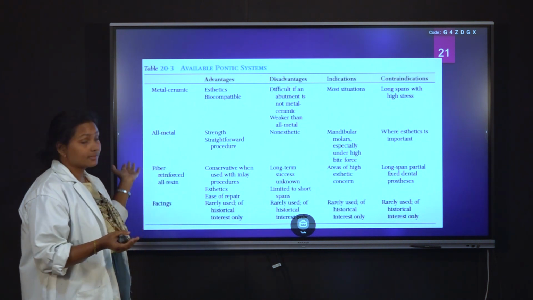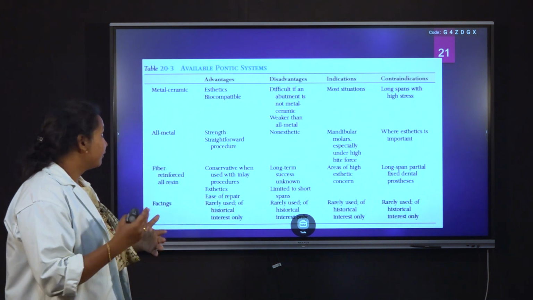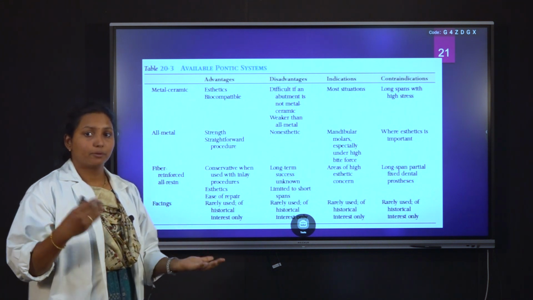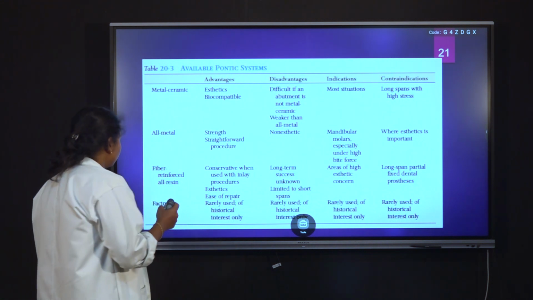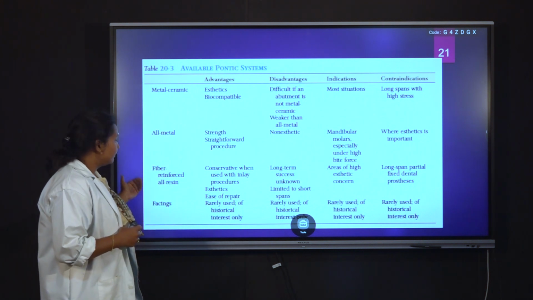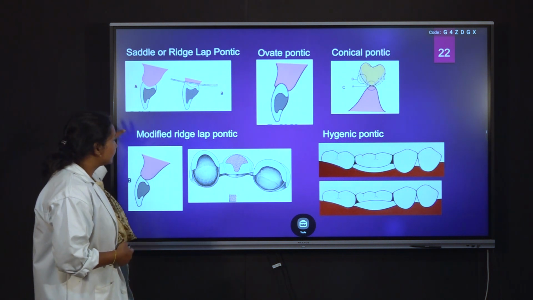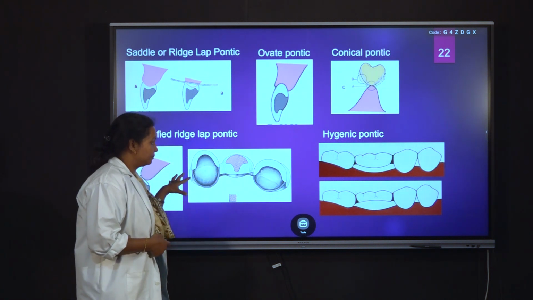But whereas in metal ceramic Pontics, we have to do the cutback technique and we have to prepare the metal framework. On top of that, we should do ceramic buildup, and there are other types, like fiber reinforced and facings, which you have seen earlier. Okay, these are the different types of Pontics.